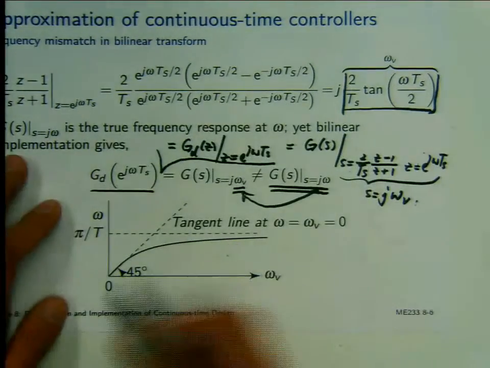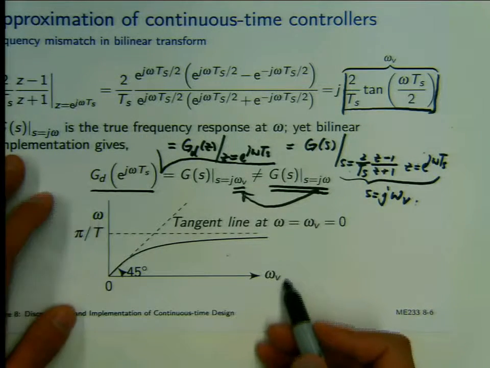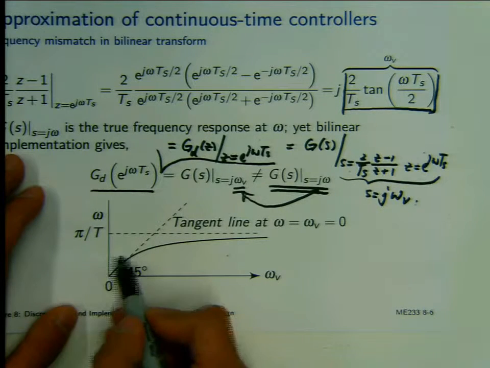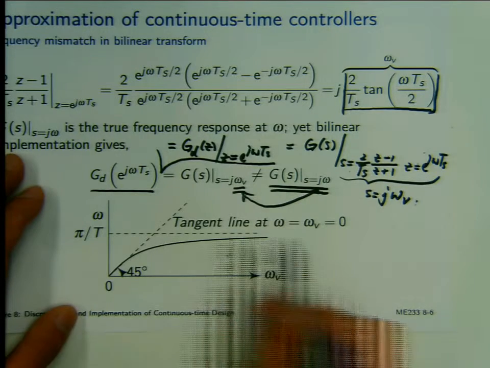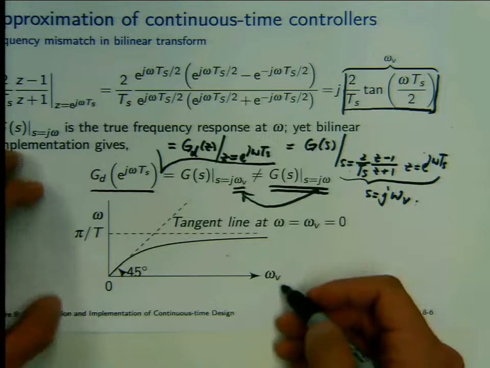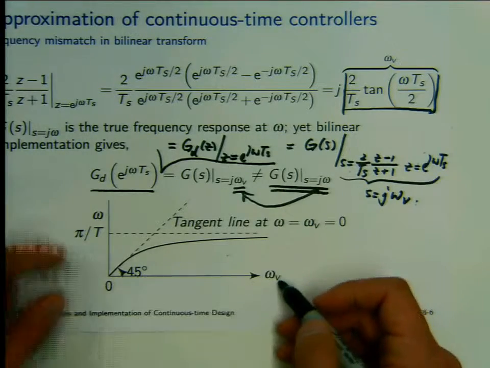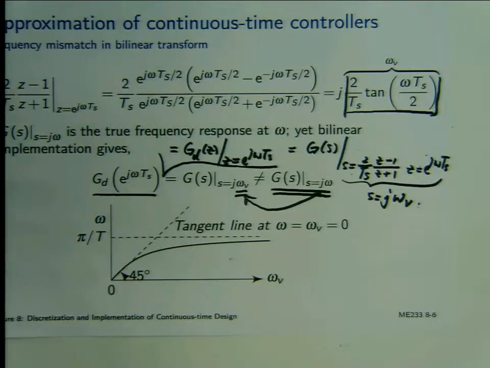So I plotted here the plot of ω versus ω_v. You see, when frequency is very small, ω is very small, no problem. We don't have much issues. But when ω is very large, then the equivalent fictitious frequency in the discrete time domain will not be the same as the continuous time frequency.